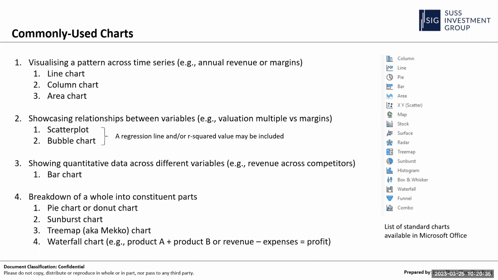Okay, so the second part is showing the relationship between variables. For example, you have to show your valuation multiple against your margins or growth rates or whatever. If you're trying to compare these two quantitative variables, you can use a scatter plot and a bubble chart.